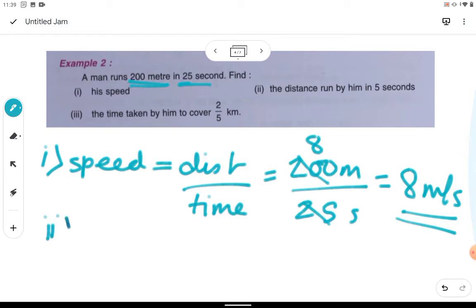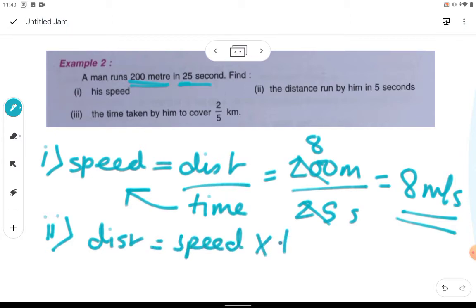The next sum is asking us the distance run. So you remember we did the formula by moving time on this side. We can say distance is equal to speed into time, right? So speed is given 8 meter per second.